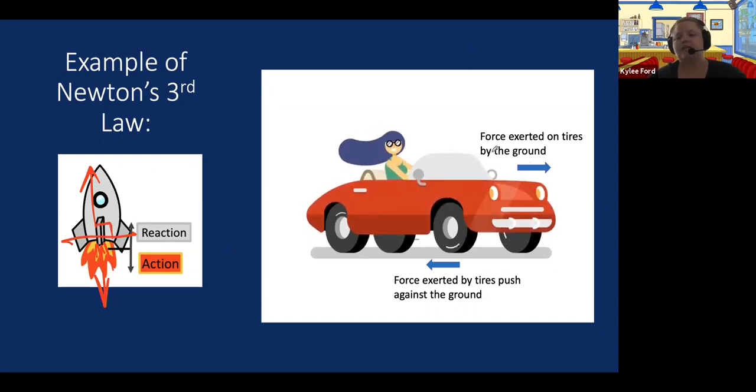Same thing here. We have a car, someone driving a car. We have a force that's exerted by the tires to push against the ground. And then we have a force exerted on the tires by the ground. And with those two forces acting in play, the car is able to move forward. So again, that comes back to the whole, we need to understand physics in order to kind of progress, and this is an example here.